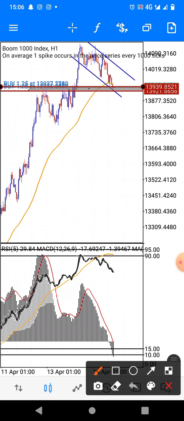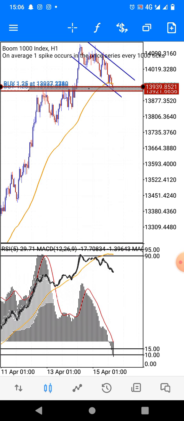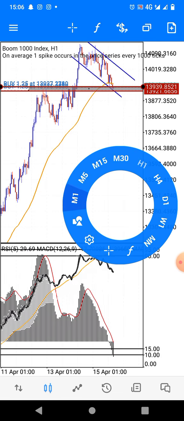It should be something like this. You have this impulsive move to the downside, then it should be something like this, and then the market continues to the upside. So that's that. Now let me go down to the 1 minute time frame.